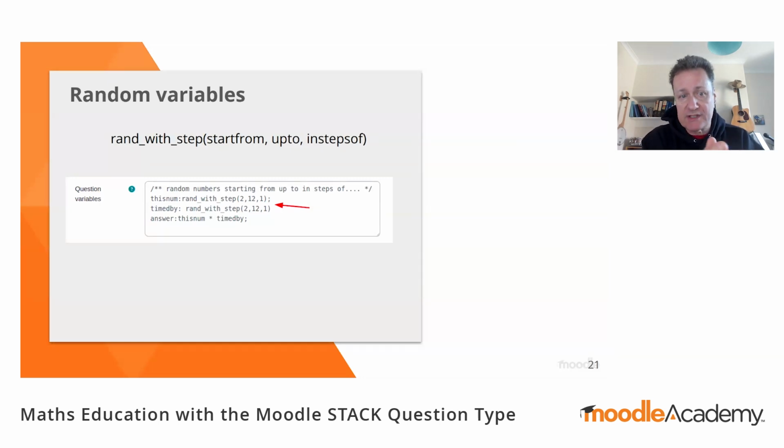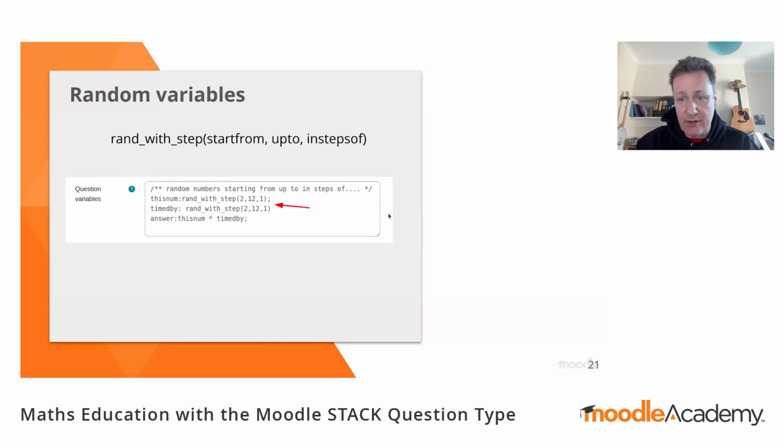So this is the example I'm about to show you. You can see we've got a comment, /***. That's a programming thing. Not necessary. I just put that in so that it will be a hint to somebody else. And it says random number starting from, up to, in steps of. So in this case, we want random numbers between 2 and 12 in steps of 1. And here's a third bit of learning here.